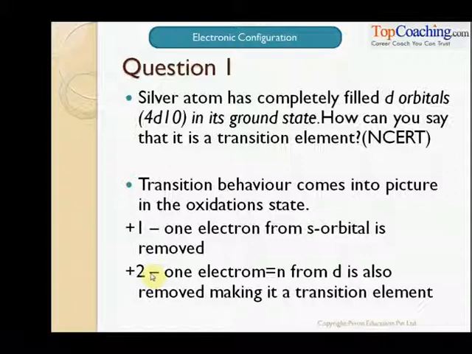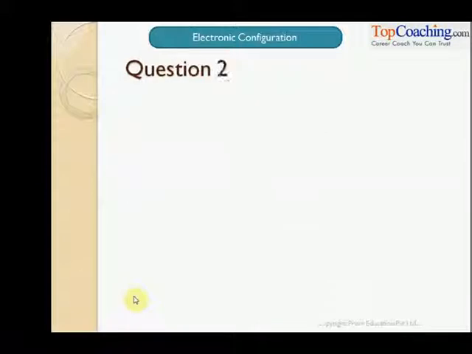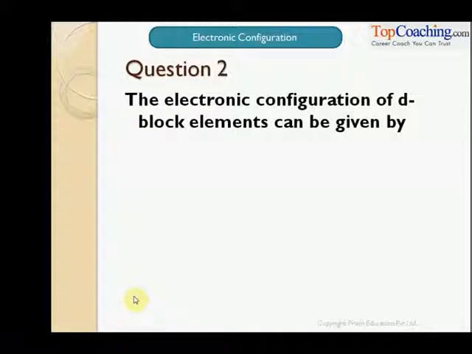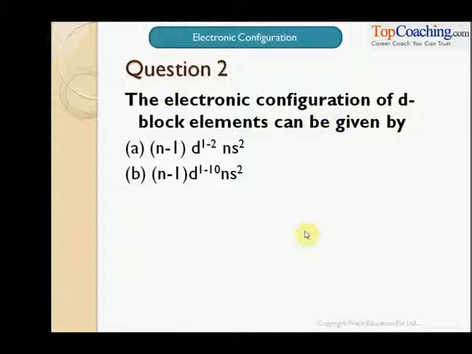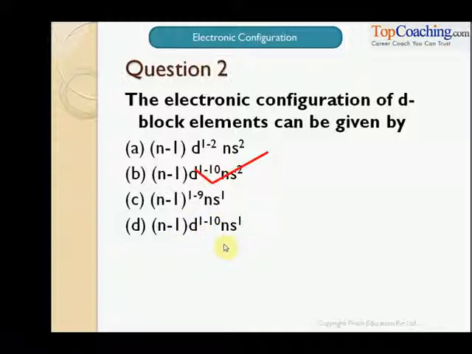Right? One more question to check our understanding. The electronic configuration of d block elements can be given by (n-1)d1 to 2 ns2, (n-1)d1 to 10 ns2, (n-1)d1 to 9 ns1, or (n-1)d1 to 10 ns1. Answer is (n-1)d1 to 10 ns2. Don't get confused and click D as the right answer. Keep copper and chromium in mind, because those are just two exceptions of the rule.